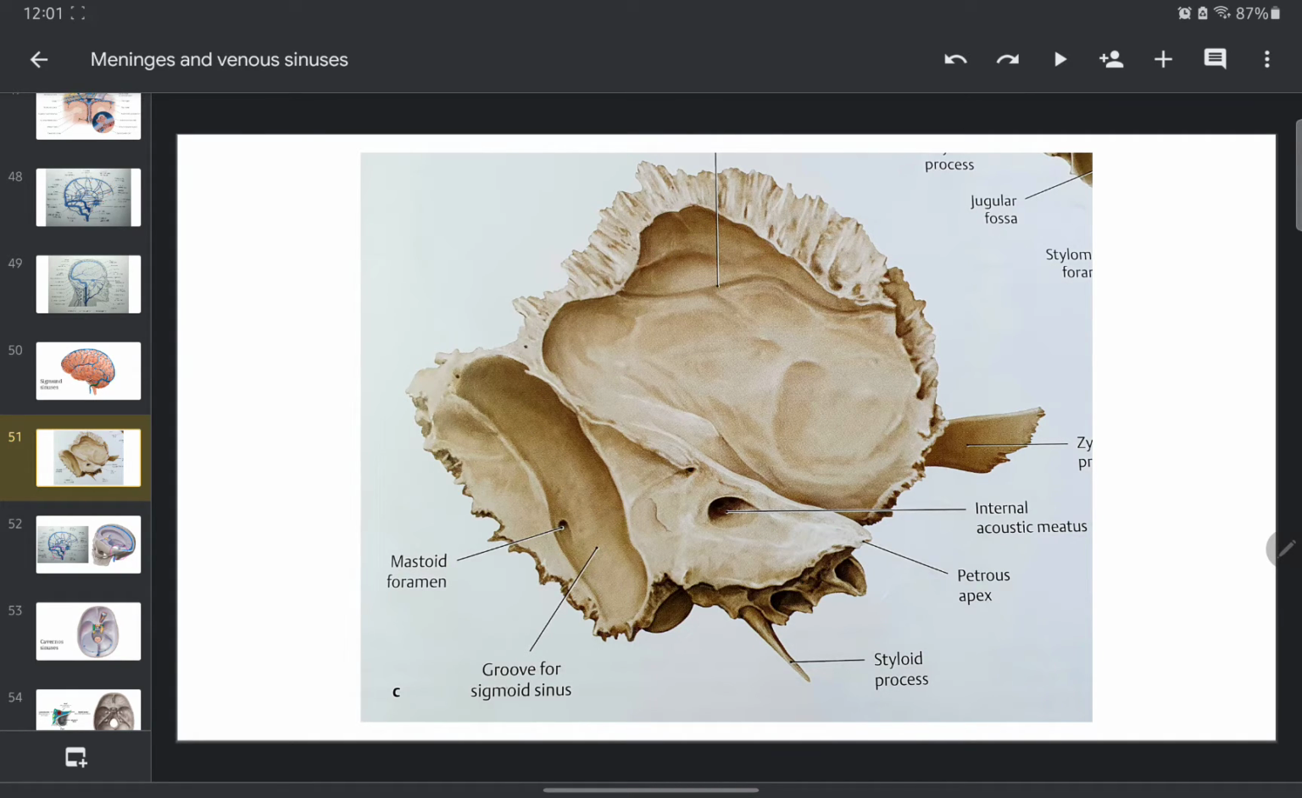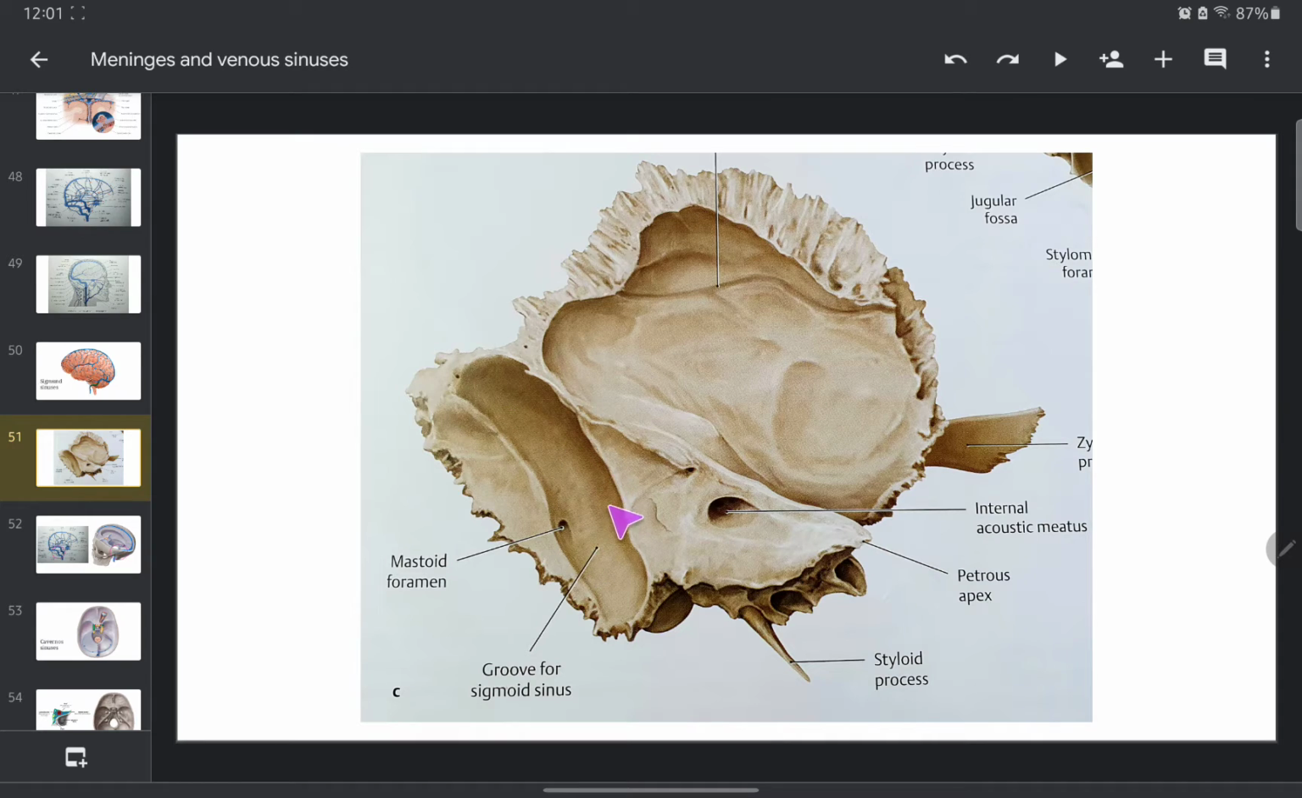Okay, this is an internal view of the temporal bone. We have this part here, which is the mastoid part of the temporal bone, and this groove is very clearly for a sinus. Now this sinus grooves into this bone as it starts developing during intrauterine life and forms this groove here, which is known as the groove for the sigmoid sinus.